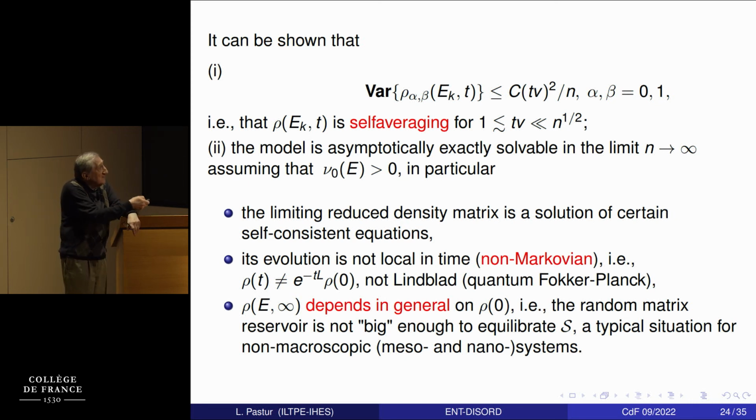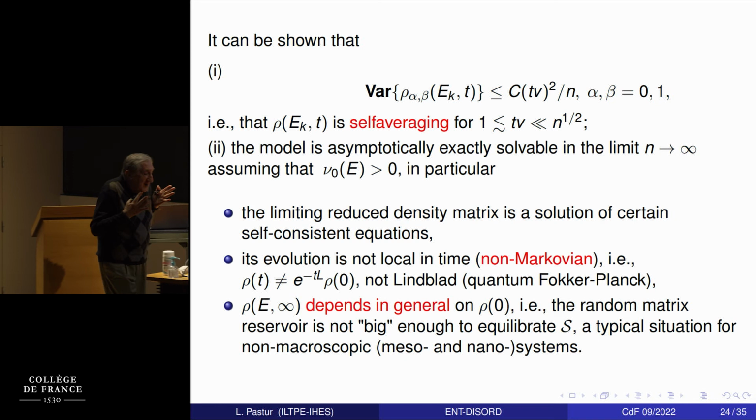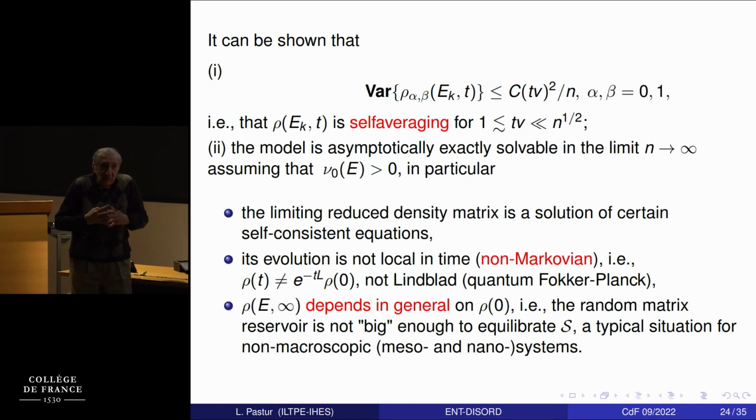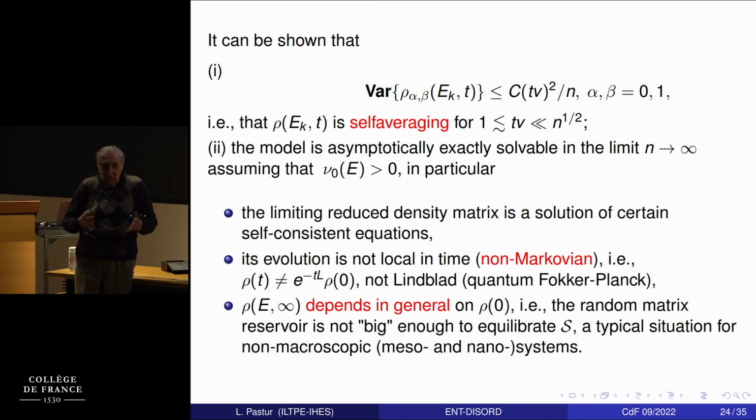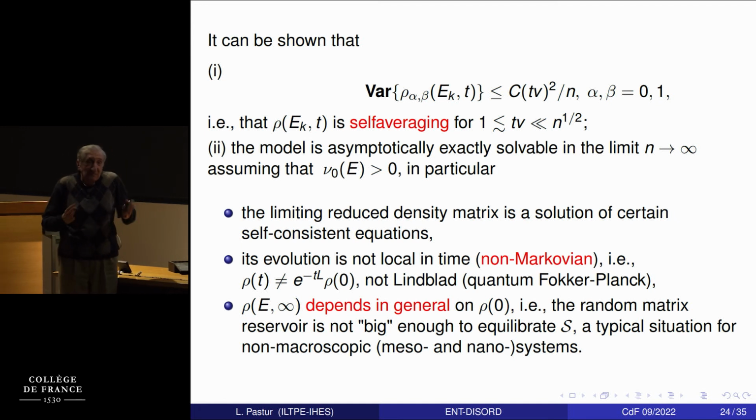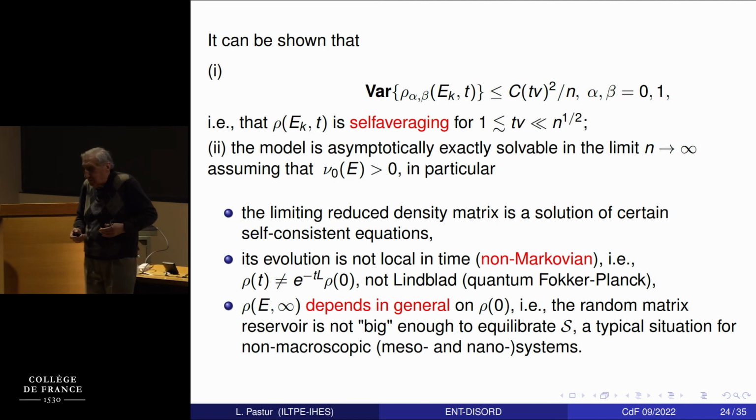But here it happens. So what is the interpretation? The interpretation is that with random matrices, in the spin boson model, it could be done. You have this property of equilibrium. It means that your random matrix environment is big, but not big enough. So somehow it is not a macroscopic environment, but a mesoscopic one. And it is okay. It's bad and good depending on what you would like to have.